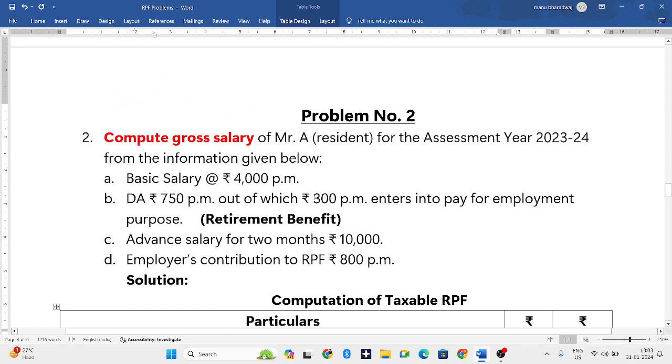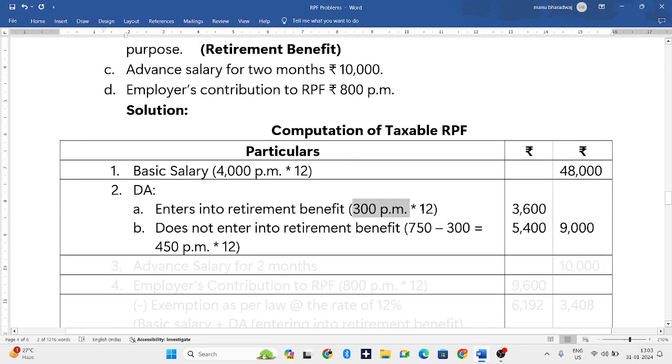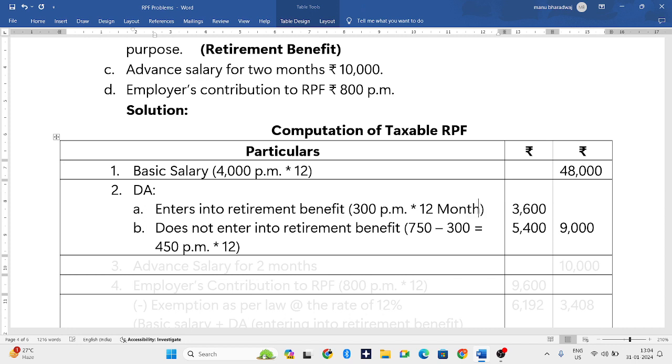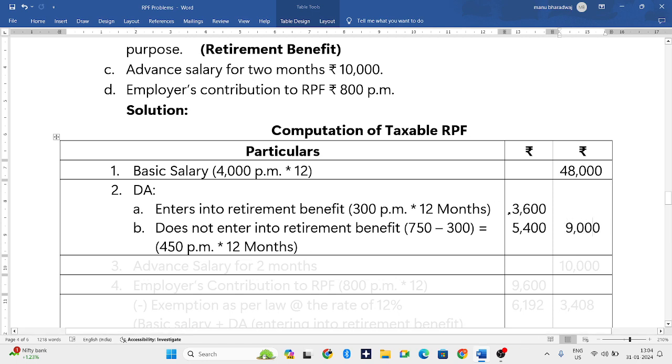Entering into retirement benefits, in the question they have given 300 per month. So we need 12 months. 300 into 12 months will be 3,600. And doesn't enter into retirement benefit: total DA is 750, minus 300, remaining 450. It doesn't enter into retirement benefits. So that is 450 per month into 12 months, which gives 5,400. If we add both, we get 9,000 rupees in total. The total will be written in the outer column.